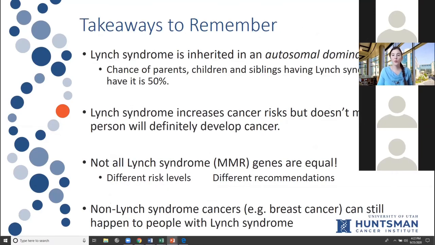A few takeaway points from this presentation: Lynch syndrome is an autosomal dominant condition. It increases the risk for tumors to develop, but many people do not develop tumors, especially with mutations in the moderate risk genes. People with Lynch syndrome can develop non-Lynch cancers, but it does not mean that specific cancer was due to having Lynch syndrome.